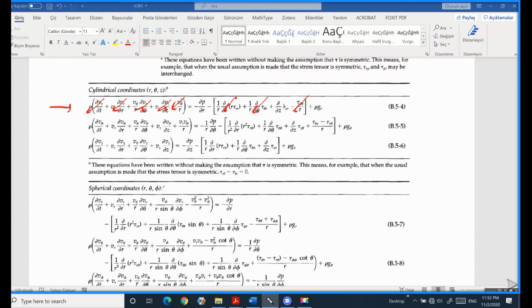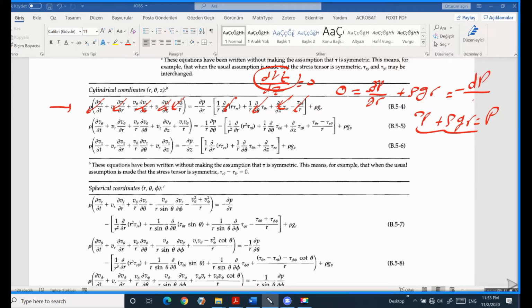This is also going to be 0 since dz was 0. From here we can write 0, and finally we obtain that one. The left side is 0, the right side is going to be, as we defined before, minus partial pressure dp over dr plus rho g r. So we can define this: p plus rho g r is just big P, a new variable. Then finally we obtain this is minus dP over dr.